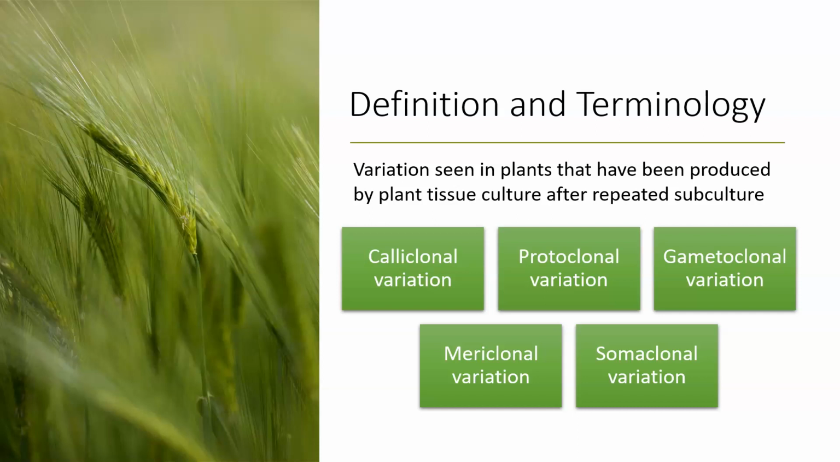For distinction, types of variation that arise by specific culture of cells or tissues are named after the culture types, such as protoclonal variation in protoplast, gametoclonal variation in anthers and microspores, cheliclonal variation in callus, mericlonal variation in apical meristem, and somaclonal variation in leaf, stem, root, or other somatic tissues.